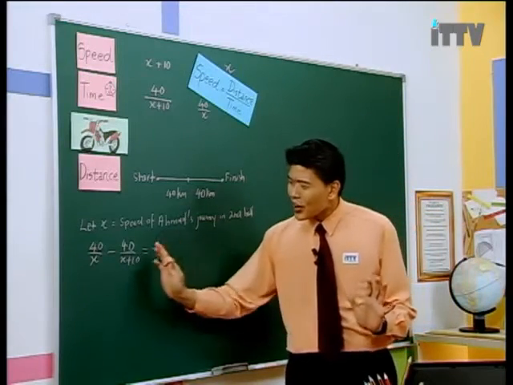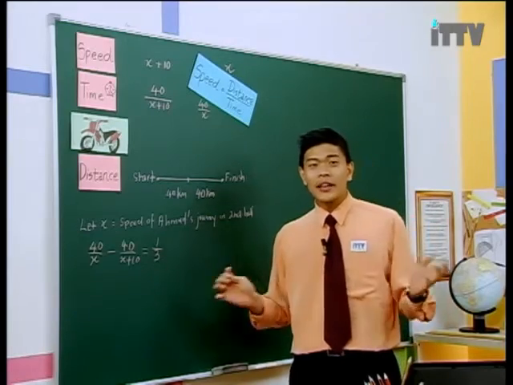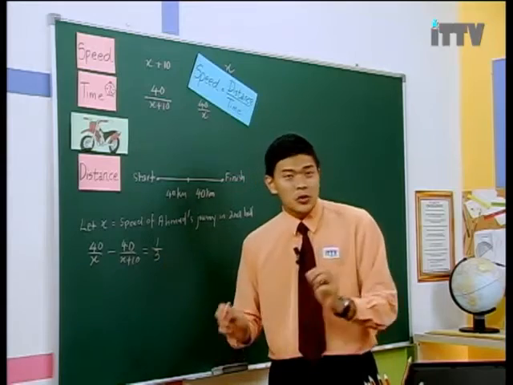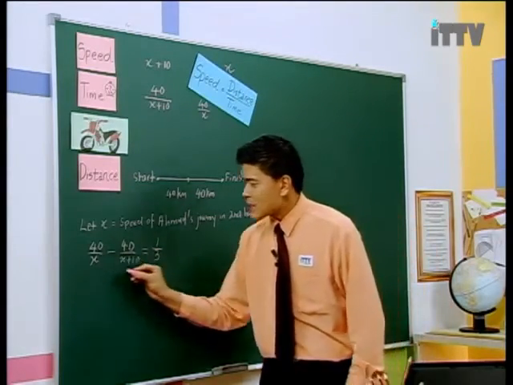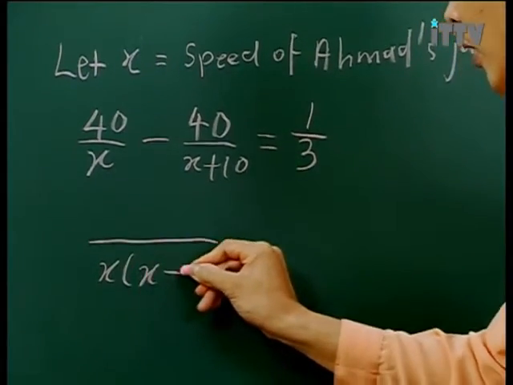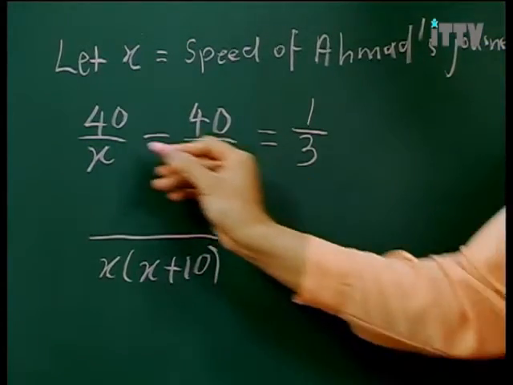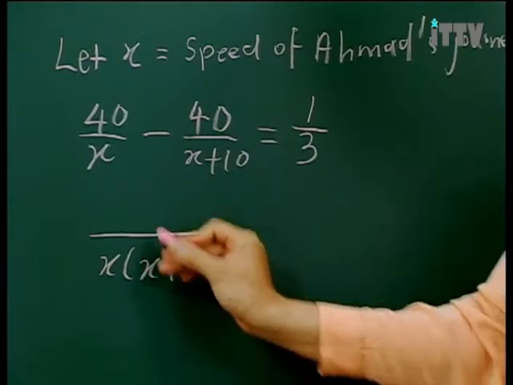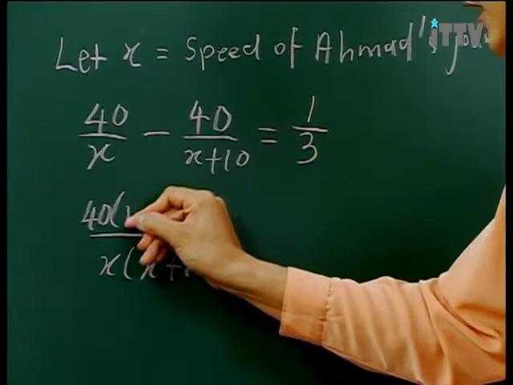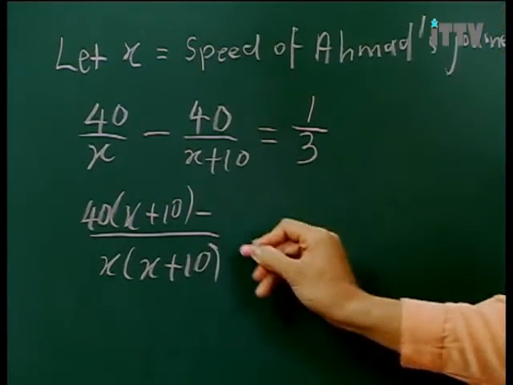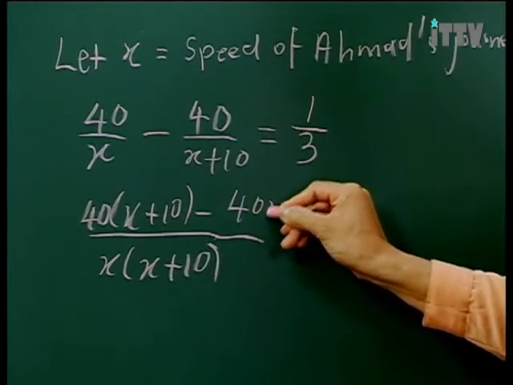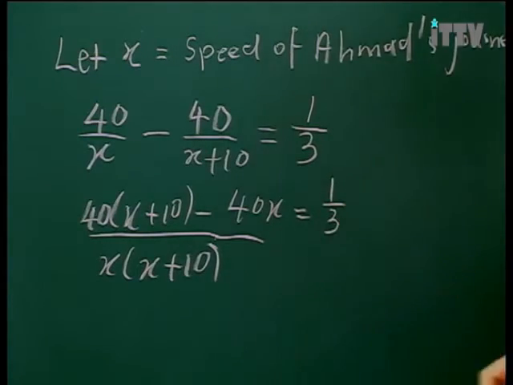Alright, now we have already got something here which we need to equate and simplify. So now the difference between the time is 1/3 hours, which is 20 minutes. Now how do we simplify the right and the left hand side? Equate both denominators. So the common denominator will be x plus 10. What do we get here? x divided by x, you will get 40 times x plus 10 minus 40x, and it gives you 1/3.